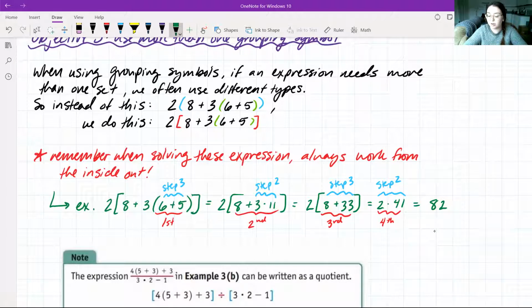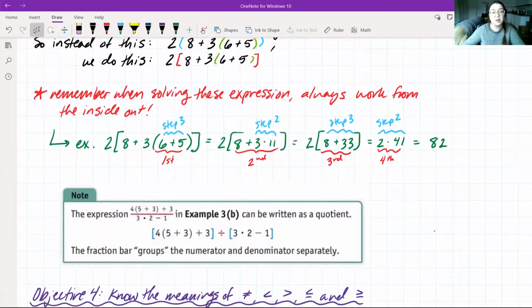So using our order of operations, we were able to solve this longer expression with multiple grouping symbols, and we were able to come to our answer using the different steps of our order of operations and really identifying what parts of our expression we were going to solve first.